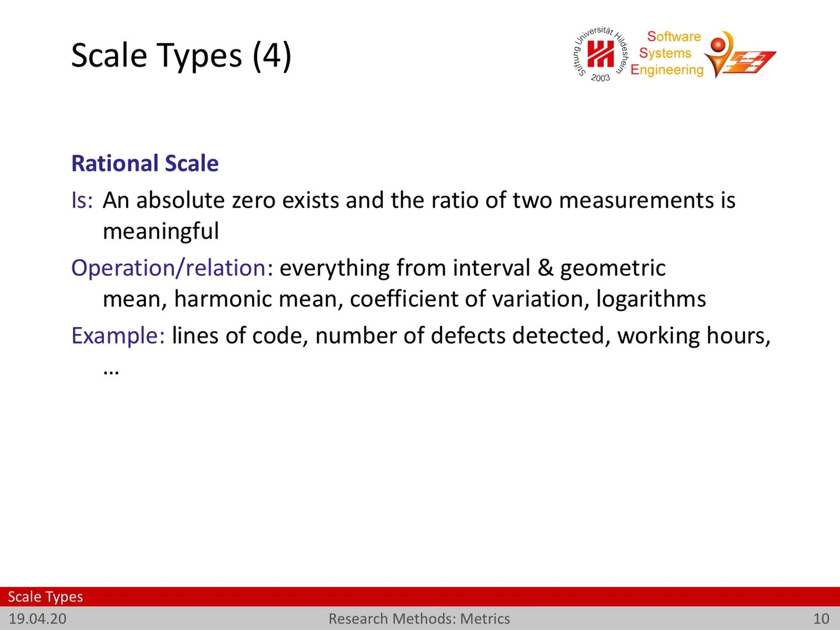Examples for that would be lines of code. There's clearly an absolute zero. It makes sense to talk about twice as many lines of code. Same for number of defects detected, working hours, etc. All of these are ratio scales. Here you basically have all of the possible operations from mathematics that you know.